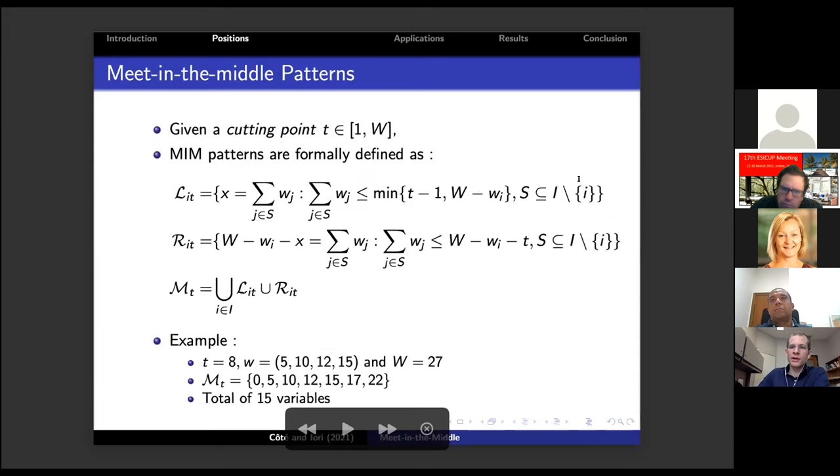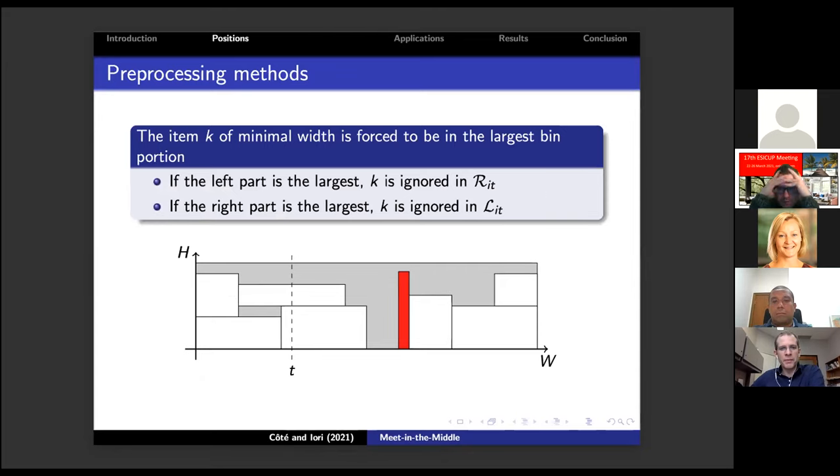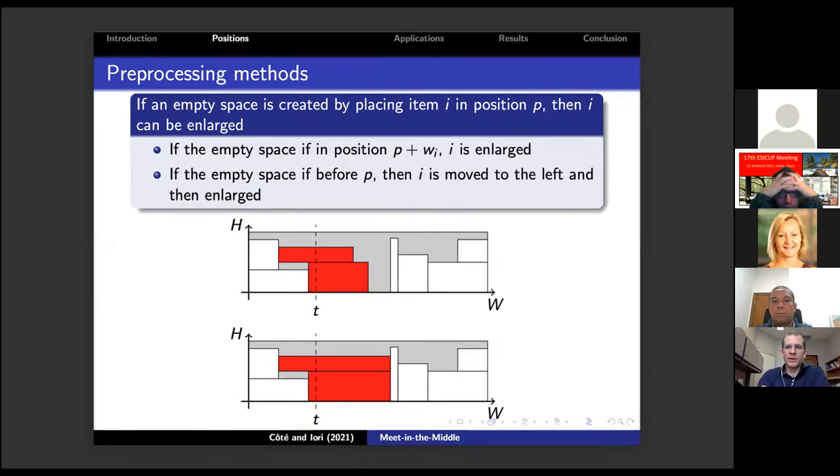So in my formula here, I'm excluding I. I will also exclude this item inside this set. So I can reduce these positions further. Another one that can be used to strengthen the formulation is to look inside the patterns that we obtain.